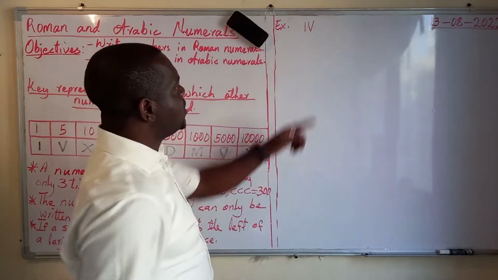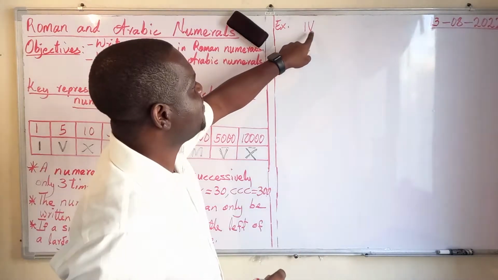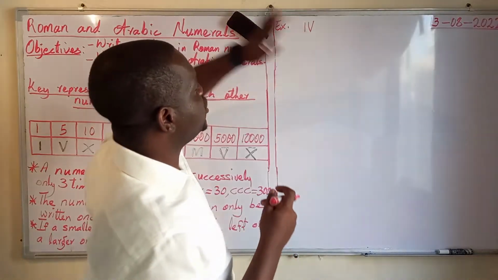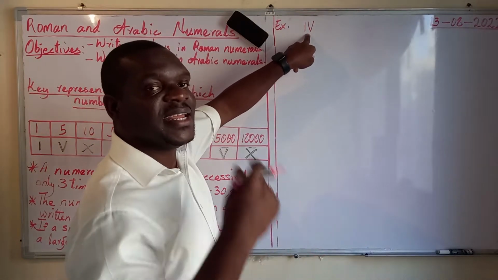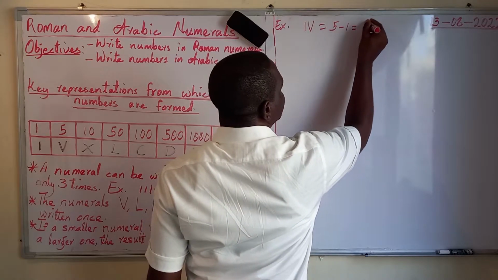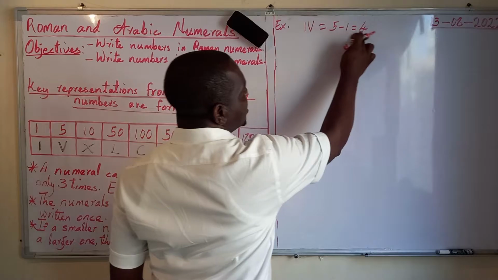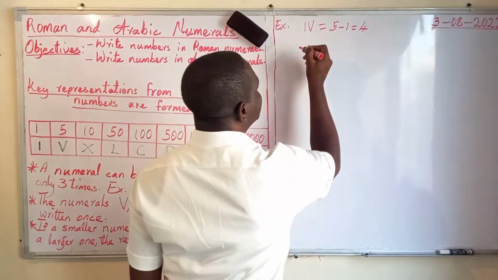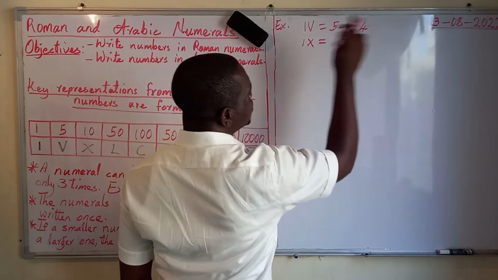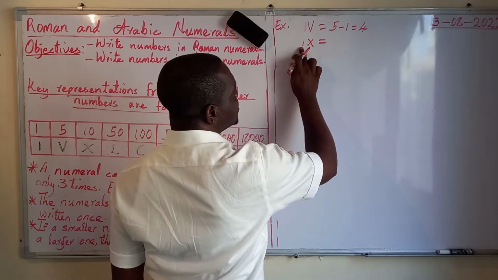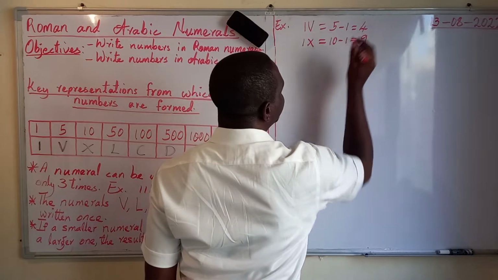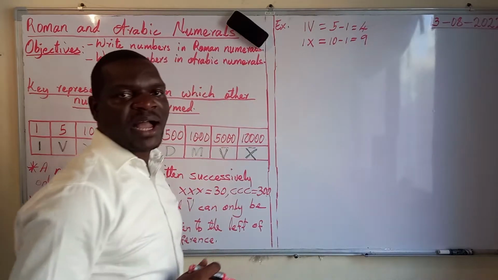If you look at this, I is 1, V is 5. V is bigger than I, and I is written to the left. So here we find the difference, which means 5 take away 1, and the answer is 4. So IV means 4. Let's look at another example. IX. Small to the left, big to the right. Big is 10, small is 1. So if you find the difference, 10 minus 1, you're going to have 9. So IX is the same as 9.